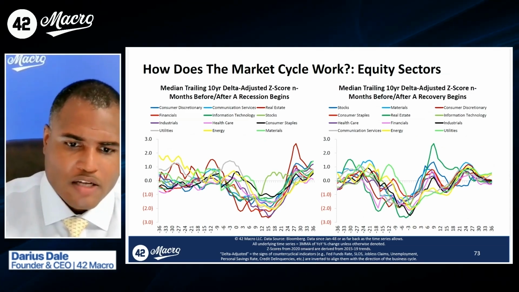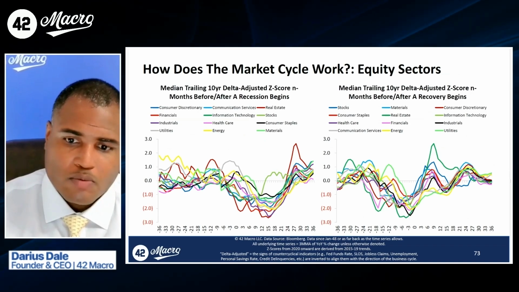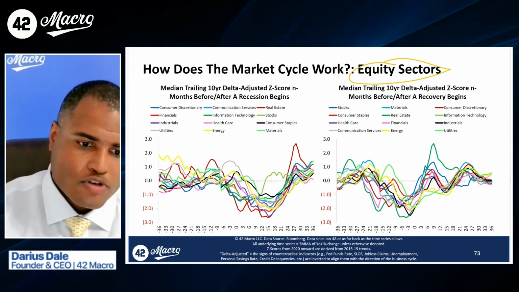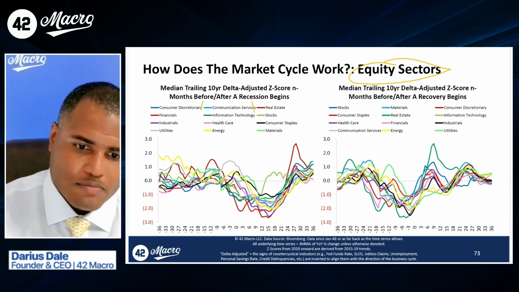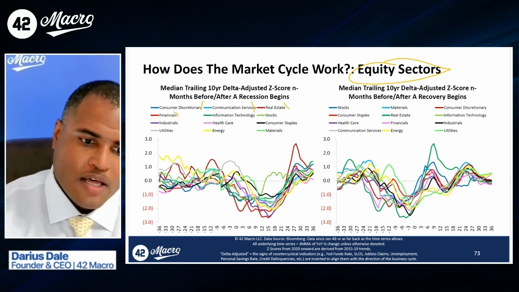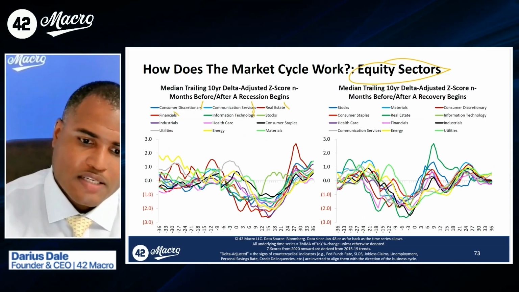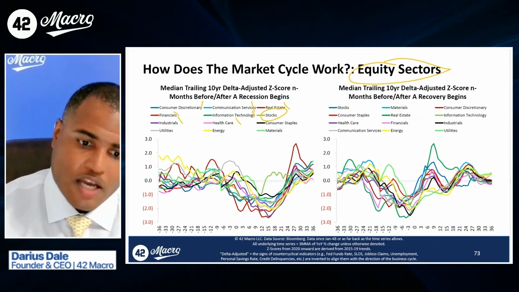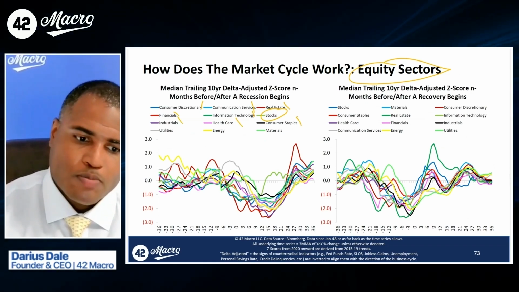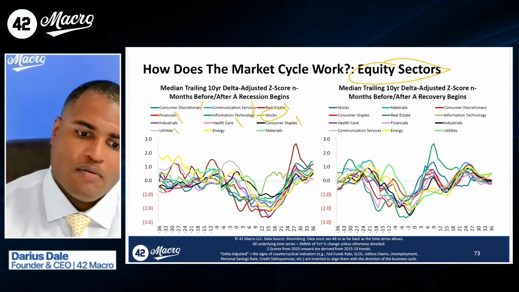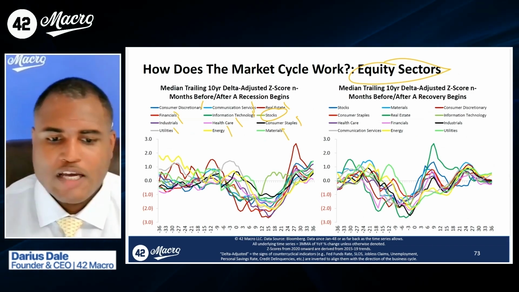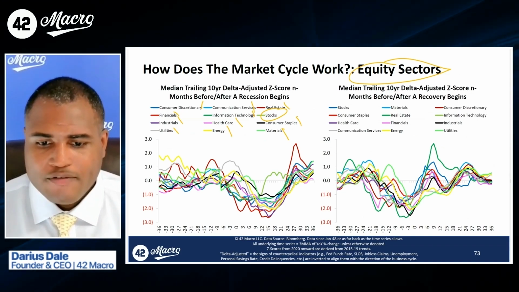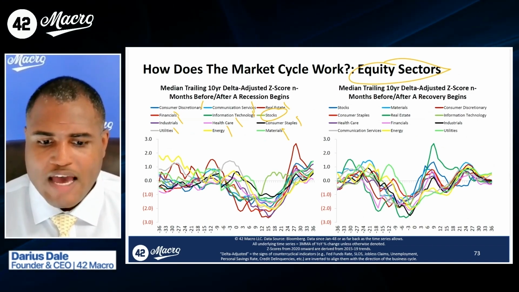And so how the market cycle typically works in a business cycle downturn, we'll start with equity sectors and then we'll quickly pivot to equity factors, is the consumer discretionary breaks down, then comm services break down, then real estate breaks down, then financials break down, then tech breaks down, then the broader index breaks down, and then industrials break down, then healthcare breaks down, then consumer staples break down, then utilities break down, then energy breaks down, then materials break down. So this is the historical pattern of how S&P 500 sectors have historically evolved heading into business cycle downturns.